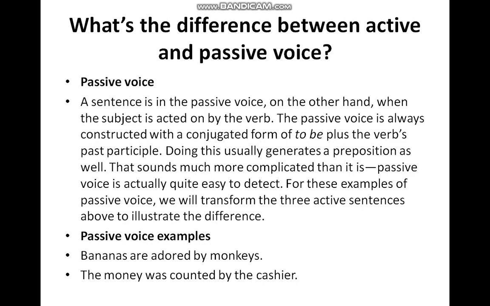In passive voice, on the other hand, the subject is acted on by the verb. The passive voice is always constructed with a conjugated form of to be plus the verb's past participle, here means to say third form of verb. Doing this usually generates a preposition as well. That sounds much more complicated than it is. Passive voice is actually quite easy to detect.